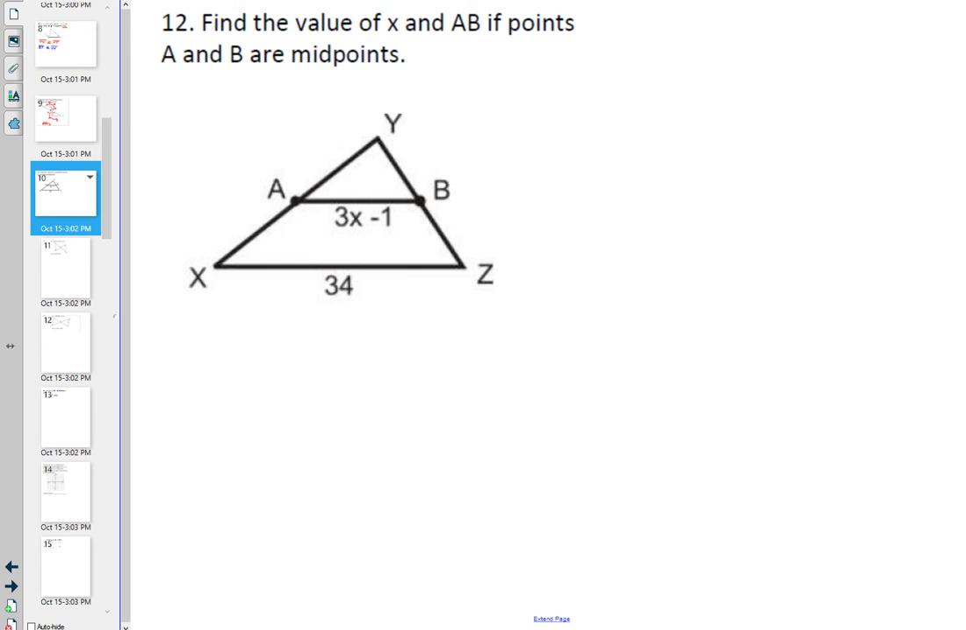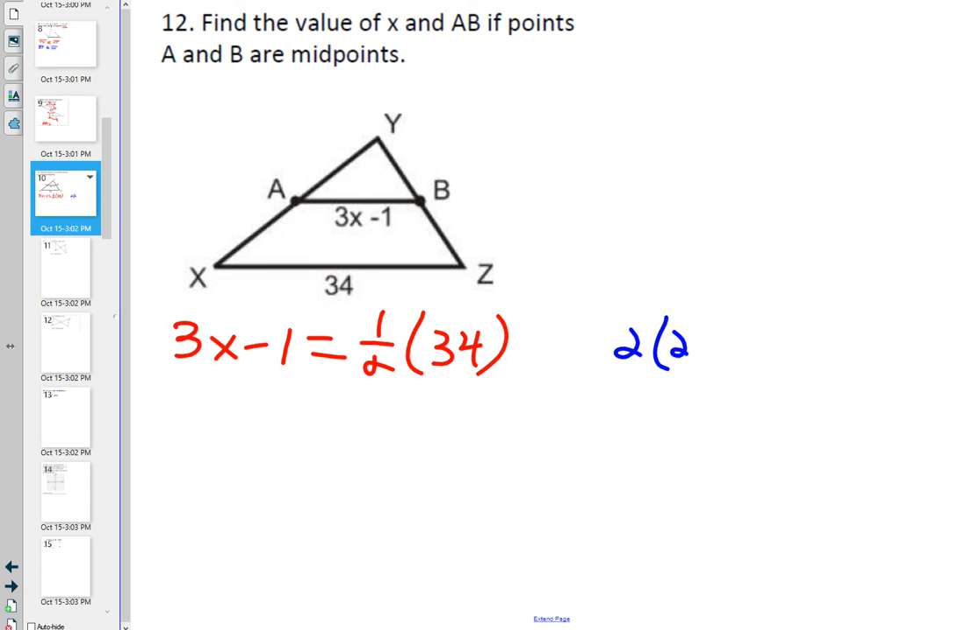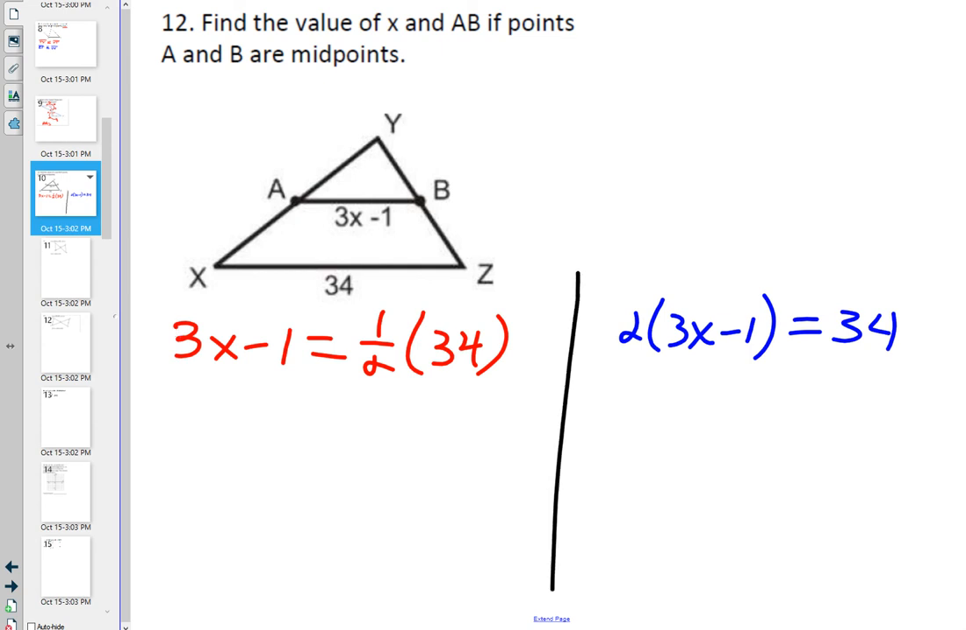So, what do we know about the mid-segment? You can say the mid-segment is half the third side, which is 34, or you can say that two mid-segments give you the third side. Hattie, I haven't heard from you today, so I'll let you pick. Which one do you want to solve? They'll give you the same answer. The red one or the blue one? Okay, blue sounds good.